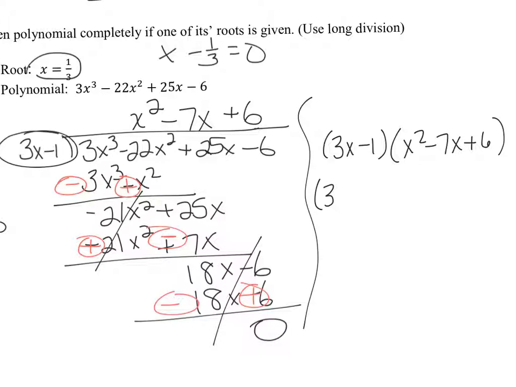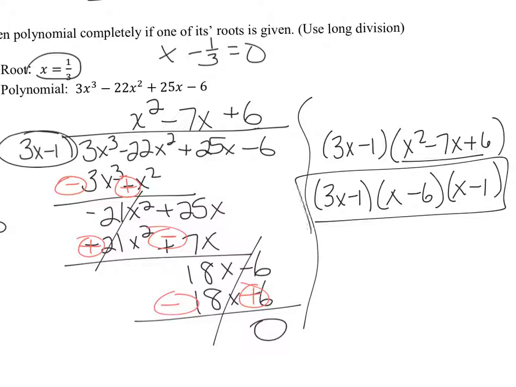So now I need to factor this one, which just turns out to be x minus 6 and x minus 1. Now this is totally factored. It is degree 3. There are 3 factors.